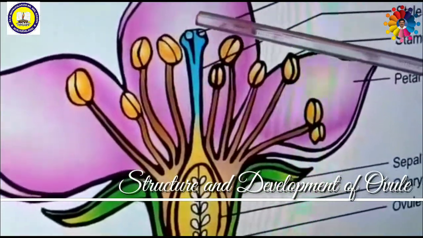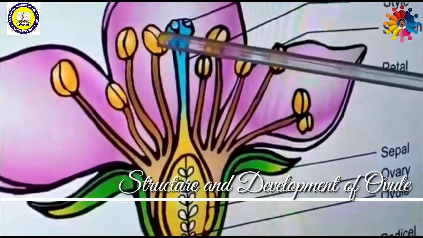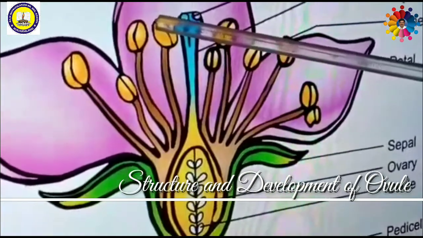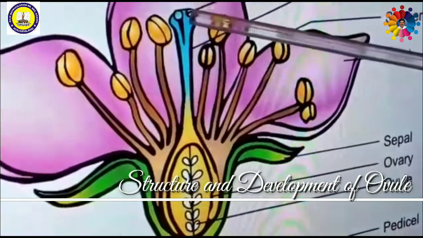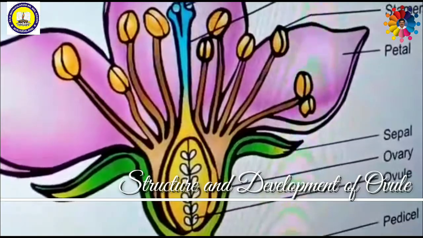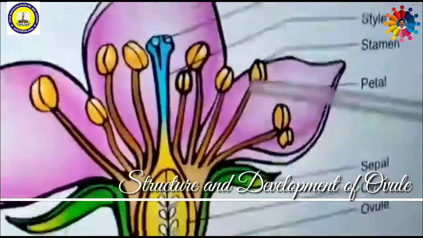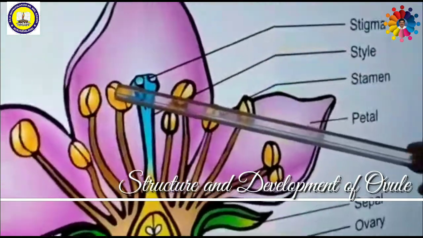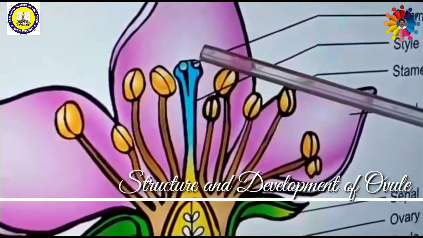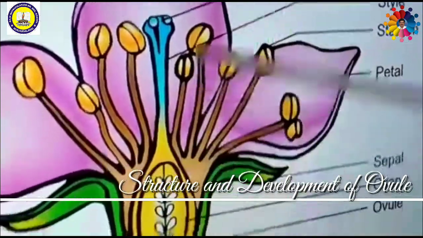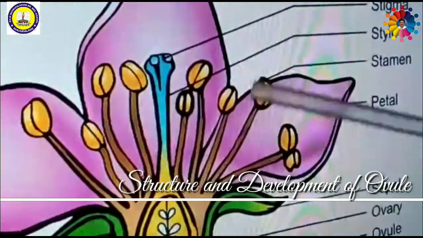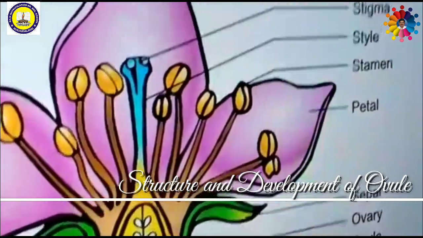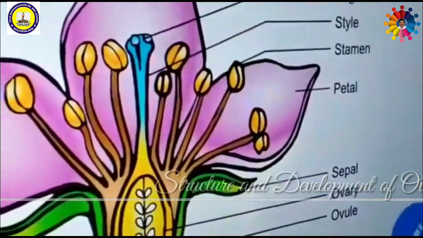This pollen grain is falling on the stigma. So, pollination is a process in which a pollen grain is transferred from the anther to the stigma of the flower. That we can see tomorrow. This pollination is of two types. One is, if the pollen grain is falling on the stigma of the same flower, then this is called self-pollination. Suppose the pollen grain from this anther is transferred to the stigma of another flower, then that is called cross-pollination.